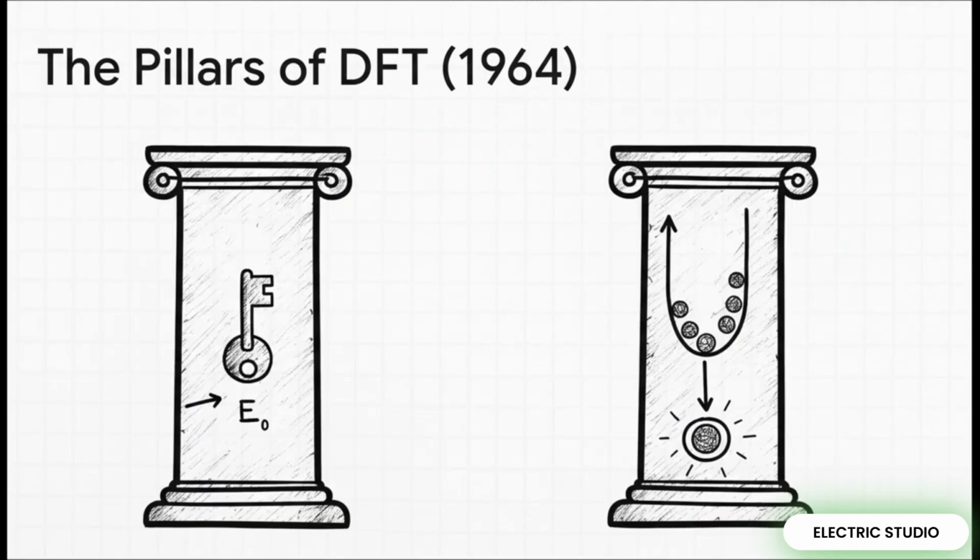Now, you might be thinking, okay, that sounds neat, but does it actually work? Well, in 1964, two physicists named Hohenberg and Kohn came along and proved, mathematically, that it's rock solid. Their first big theorem basically says that this simple 3D electron density map contains all the information you need. And their second theorem gives us the recipe. It says the true correct electron density is the one that minimizes the total energy of the system. So they didn't just give us a cool idea, they gave us the rule book for how to use it.